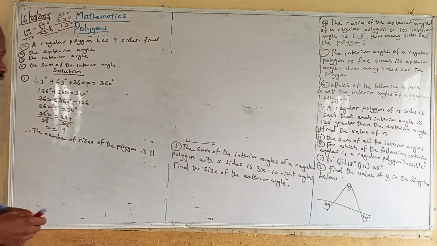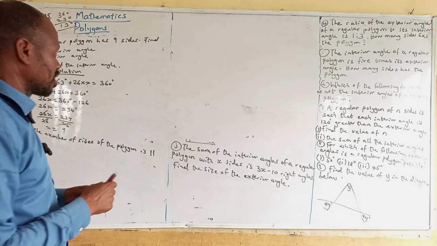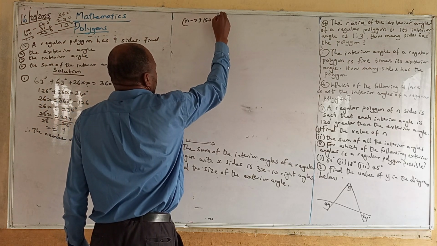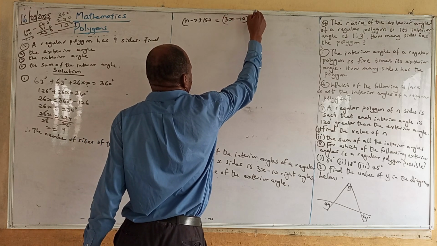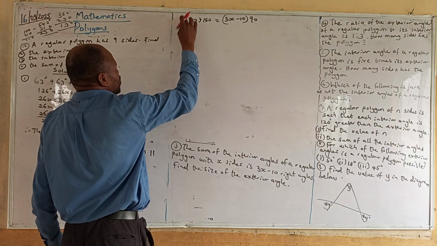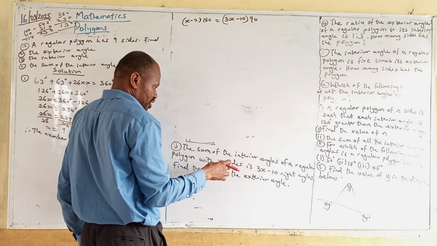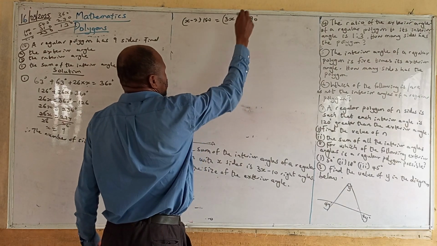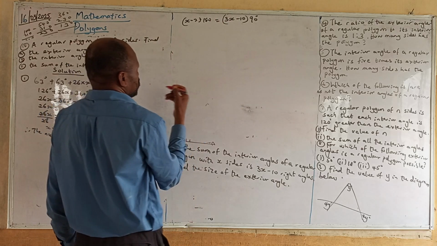The sum of interior angles of a regular polygon with S sides is (3S minus 10) right angles. So the sum of interior angles is (n minus 2) times 180. But in this case, a right angle means 90. The number of sides given here is S, so instead of n, you write S. So the sum of interior angles of the polygon is (3S minus 10) right angles, and a right angle is 90. To make it easier, I will divide by 90.